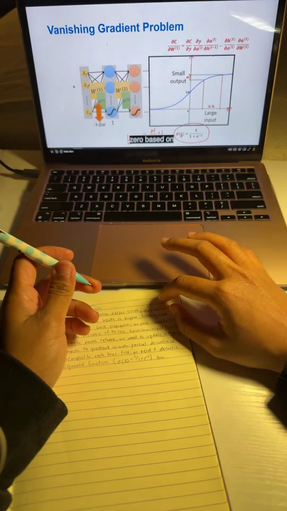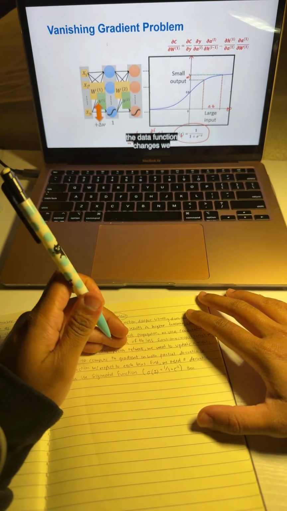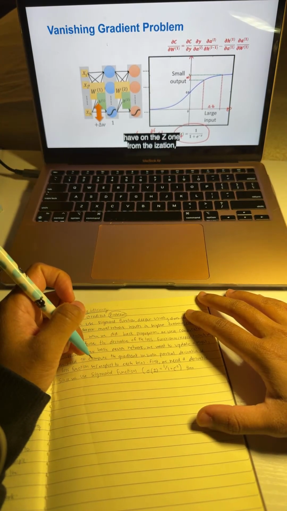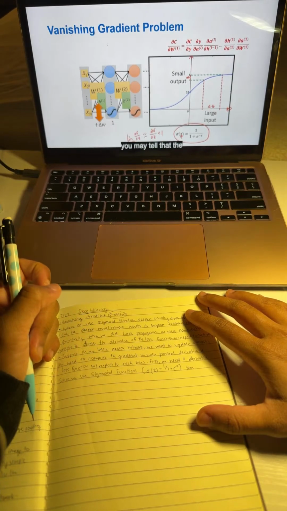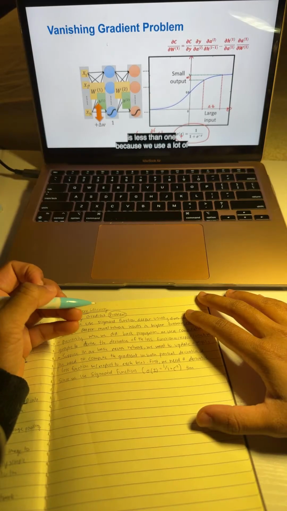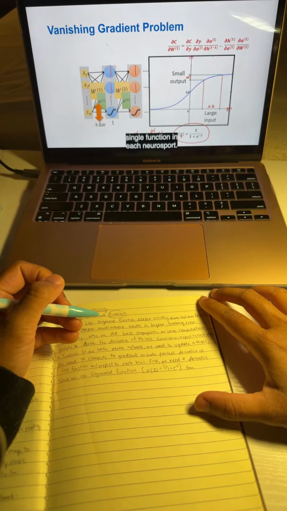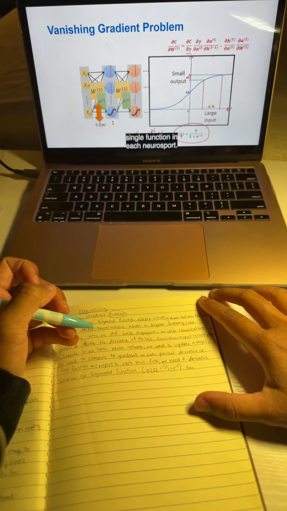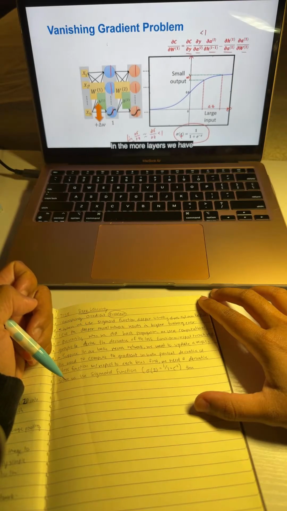Goes to 0, based on the definition of the derivative. So this is the change in the sigmoid function over the change we have on z. From this you may tell that the derivative of the sigmoid function is less than 1. Because we use a lot of sigmoid functions, in each neuron, in each layer, a lot of the items in this product are less than 1.